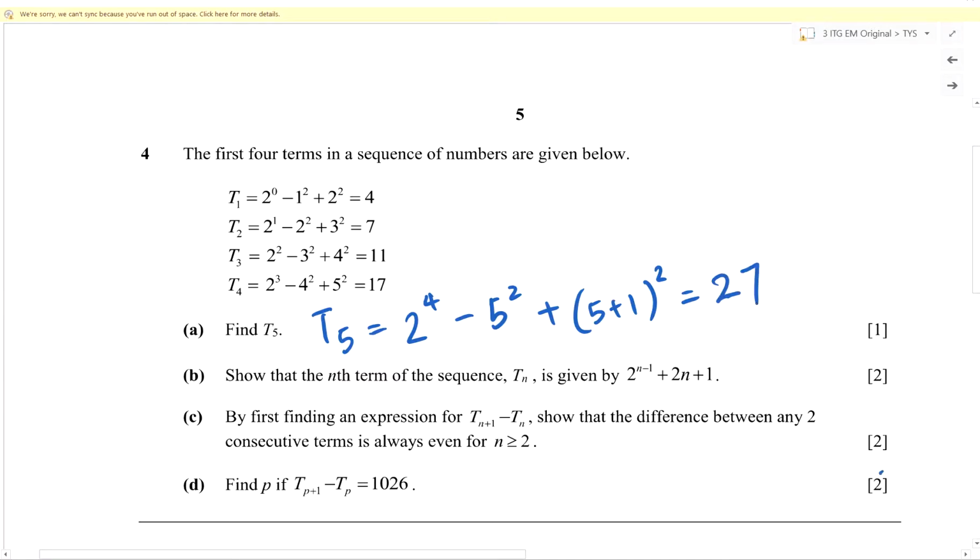This is what we expect for that 1 mark. Not just straight away give me 27. Do you understand the format? Now next, show that the nth term of the sequence is given by this.